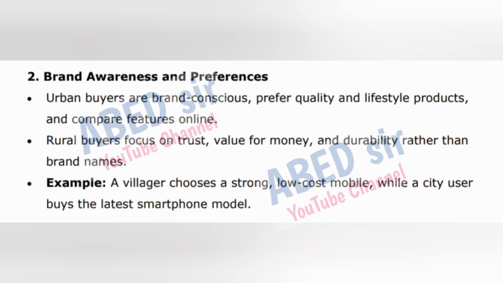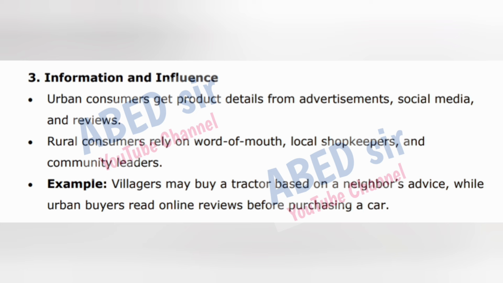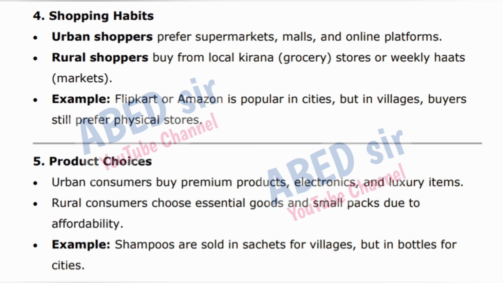3. Information and influence. Urban consumers get product details from advertisements, social media, and reviews. Rural consumers rely on word of mouth, local shopkeepers, and community leaders. Example, villagers may buy a tractor based on a neighbor's advice, while urban buyers read online reviews before purchasing a car.